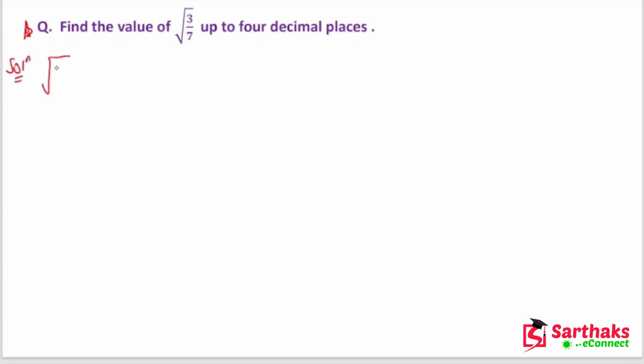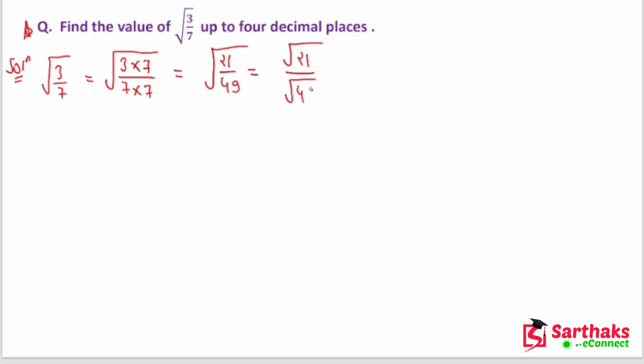Now we need to find root 3 upon root 7. If I do a little improvisation and multiply and divide by root 7, you can very well imagine that what I will get is root 21 upon 49, right? Now if I separate it, it will be root 21 upon root 49, which will eventually be root 21 upon 7. So now see, root 3 by 7 which I have to calculate is just root 21 upon 7. So I have to calculate only one root, and I will calculate it to 4 decimal places, and then I will divide by 7.